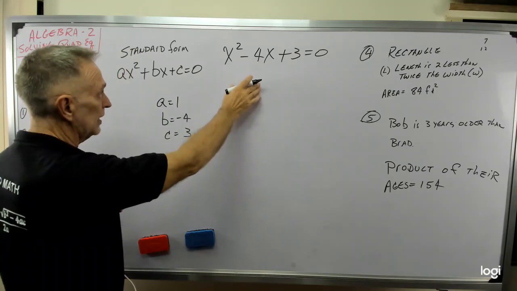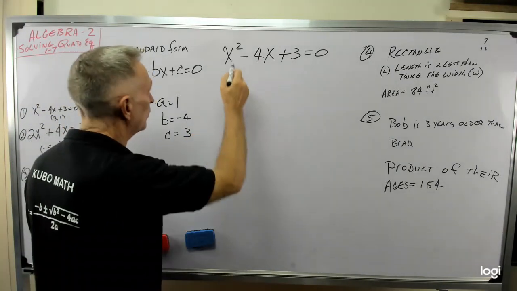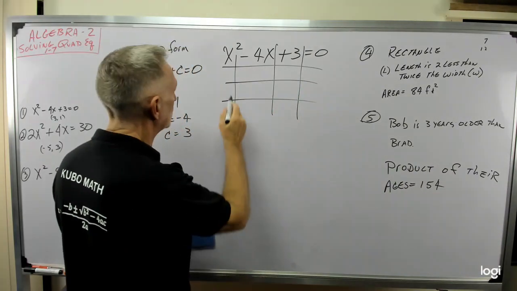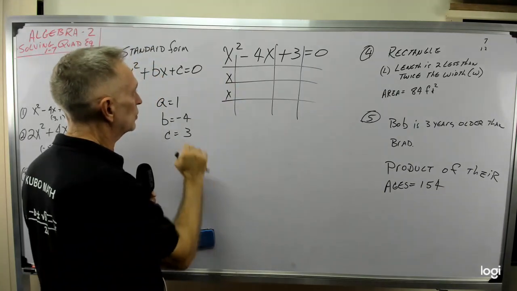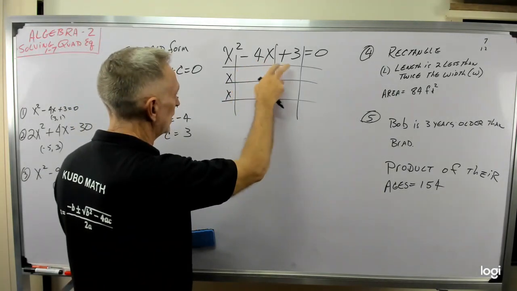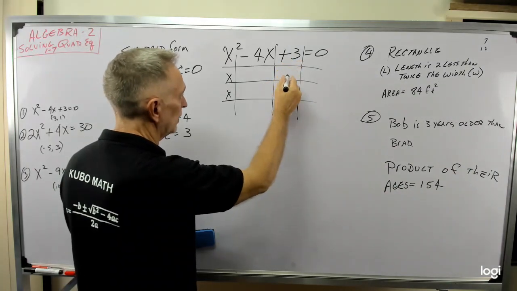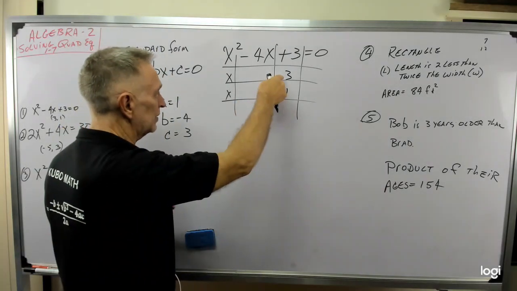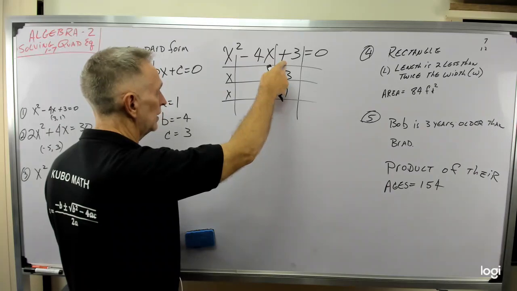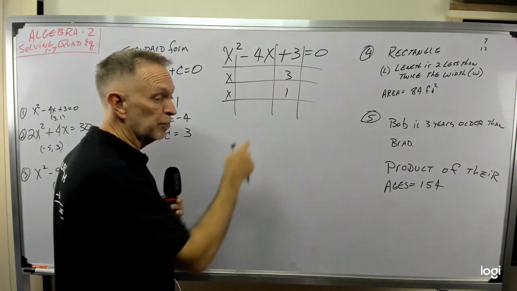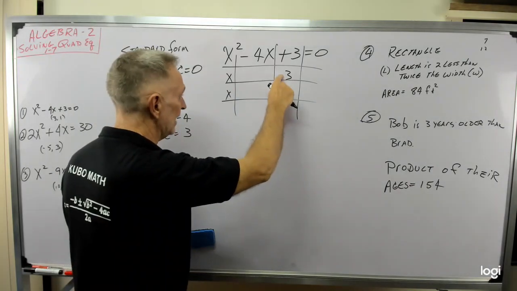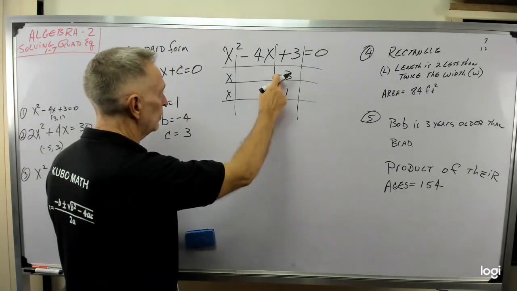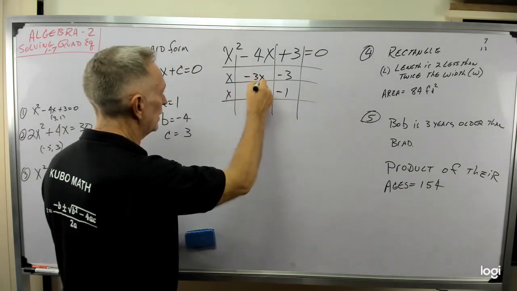Okay, so in this case, let's just factor this one as we've been doing. So let's draw our grid. Okay, so x times x gives me x to the second power. Now in this case, I need factors of 3, 3 times 1. But they need to multiply together to give me a positive 3, which means they can both be positive or both be negative. But they need to add together to give me a negative 4, so that means they both need to be negative. So negative 3 times x is negative 3x.